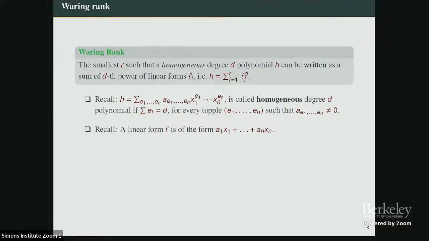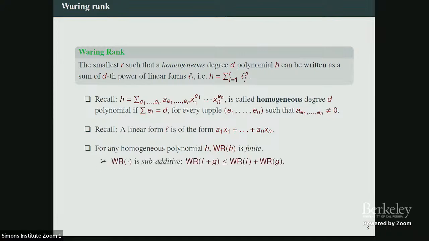Okay. Now the first question we could ask is whether it is defined for all homogeneous polynomials. You can show that for any homogeneous polynomial h, this Waring rank is finite. That means any homogeneous polynomial h can be written as a sum of powers of linear forms. Why is that the case? This is probably easy to check. If I have a representation of f and a representation of g, I can trivially have a representation of f plus g. So if f and g have finite Waring rank, then f plus g also has finite Waring rank. So all we need to prove is that every monomial has a finite Waring rank.